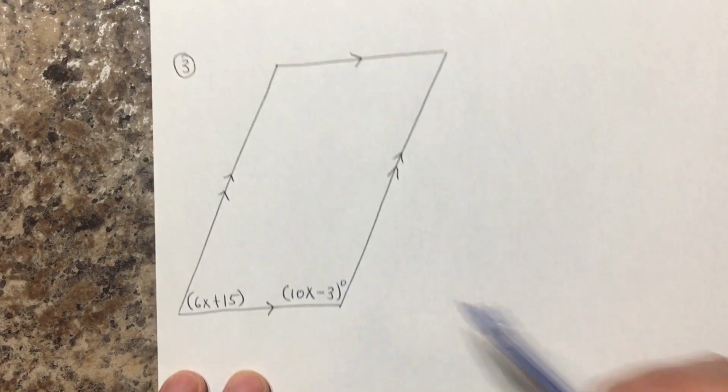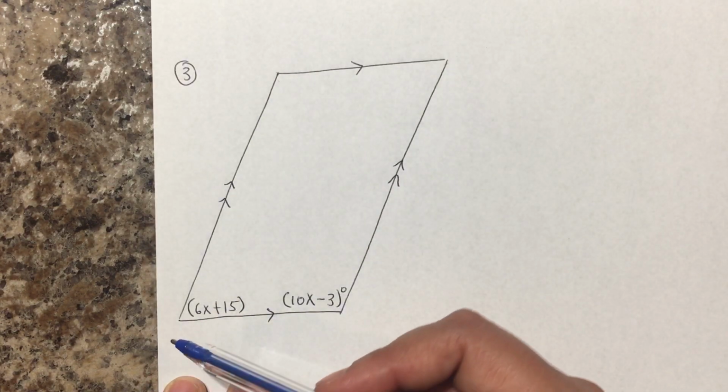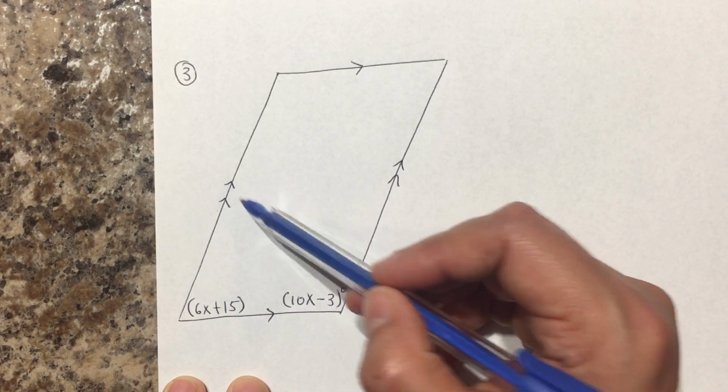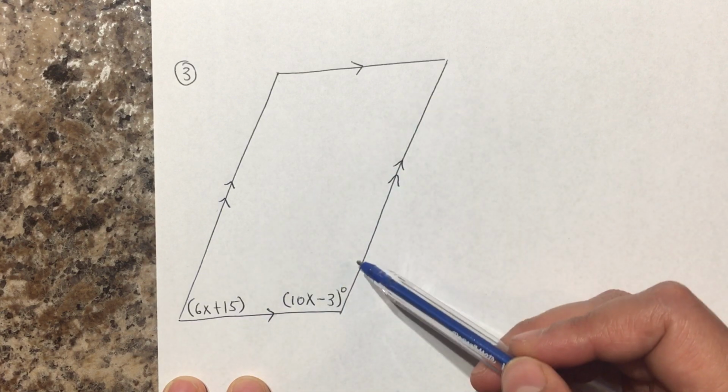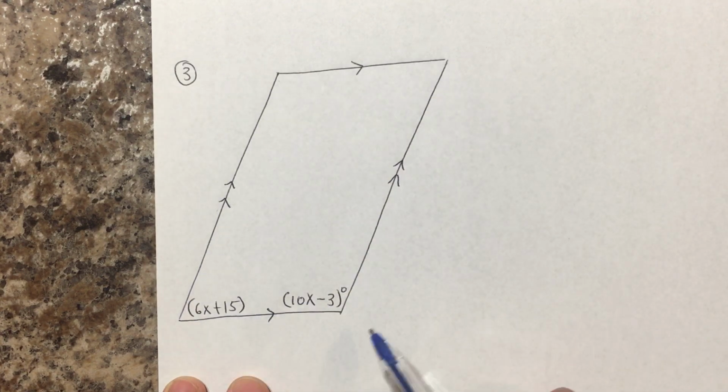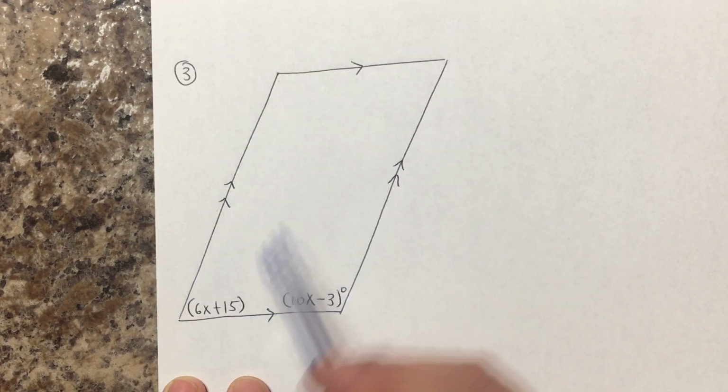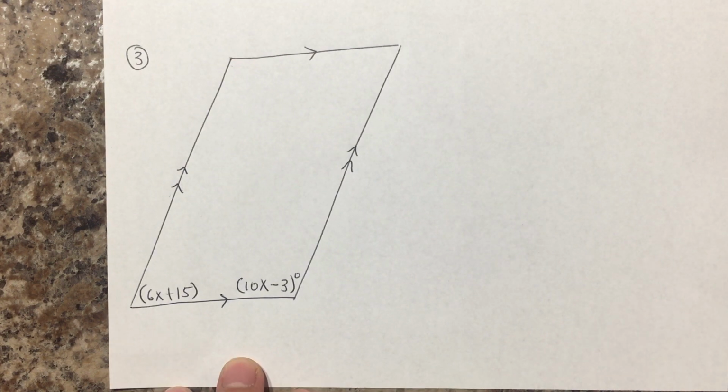Here we have a parallelogram, and we know that it's a parallelogram because this tells us that this is parallel to this, and this side is parallel to this other side. When we have two pairs of parallel sides, that means that it's a parallelogram.